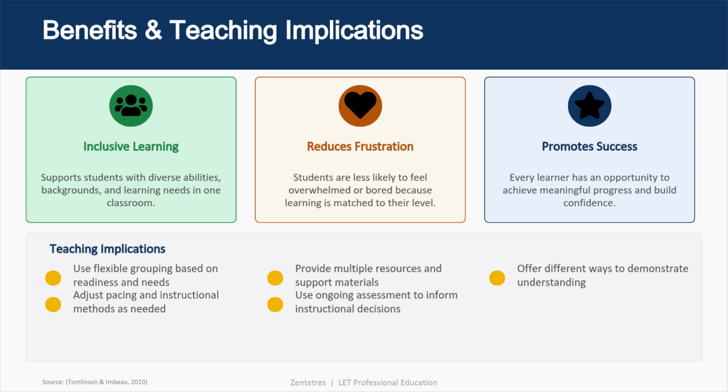Benefit 2, reduces frustration. One of the biggest challenges in teaching is managing the emotional response to difficulty. When work is too hard, students shut down. When work is too easy, they get bored and disengage. Differentiated instruction matches the challenge to the student's level, keeping them in what psychologists call the zone of proximal development. This reduces frustration and boredom simultaneously.